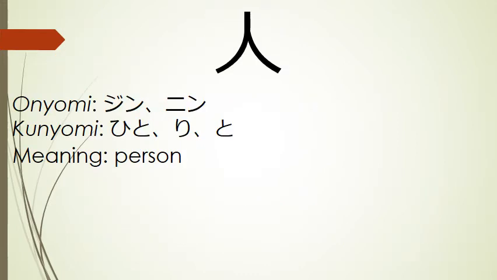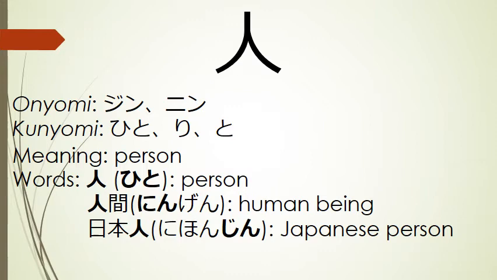So for our very first kanji, we have the kanji for person. Onyomi for this kanji include jin and nin, and kunyomi include hito, ri, and to. And some words that use this kanji are hito, person, ningen, which means human being, and nihonjin, which means Japanese person. And next we have the stroke order for this kanji. Stroke 1 and stroke 2.